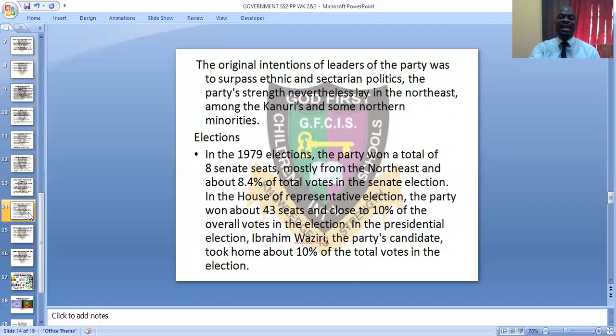And in the presidential election, Ibrahim Waziri, the party candidate, took home about 10% of the total votes in the election, and he couldn't win the election. So that is that about GNPP. All right, let's move to another political party and see what they actually achieved.